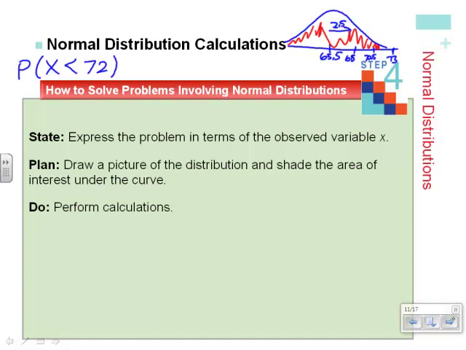Now we're going to perform some calculations. Well, one of the things I'm going to calculate is, instead of stating the problem in terms of x, I want to state the problem in terms of z. A female who is 72 inches is how many standard deviations above the mean? Well, by our rough estimate, it's somewhere between 2 and 3 standard deviations above the mean. Can we do that calculation a little bit more precisely? The z-score for a female 72 inches tall is going to be what?